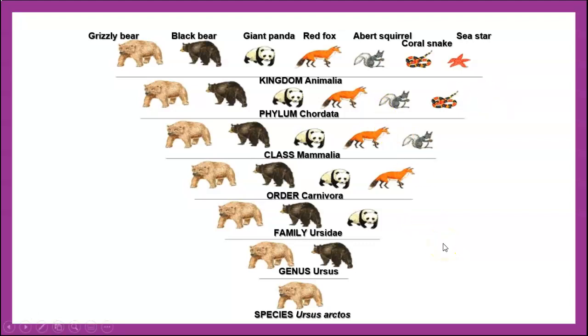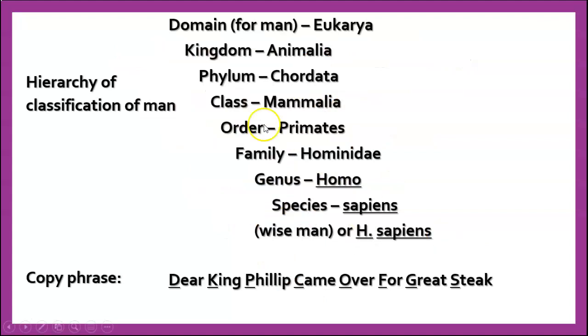You do need to know the names of these categories, and you need to know them in order from largest to smallest or smallest to largest. You need to know which categories contain which other ones. And it's really important that you pay attention. This is a time when you get to use your vast memorization skills, because that's the easiest way to remember this. So here's our hierarchy of classification for man.